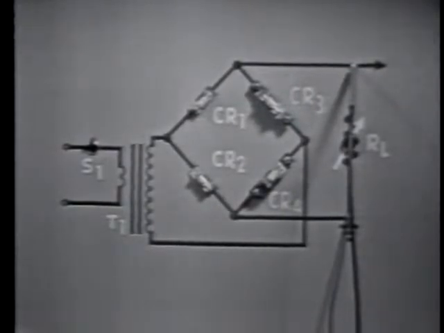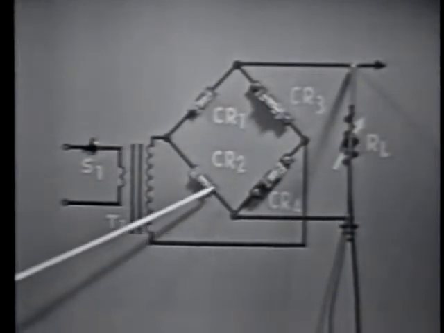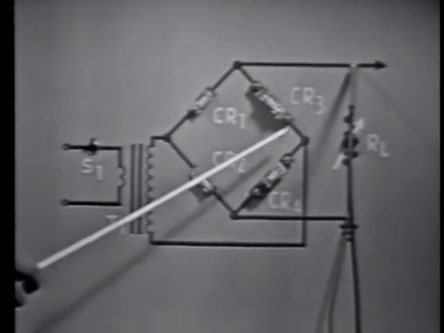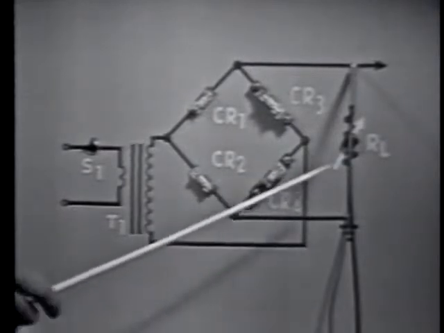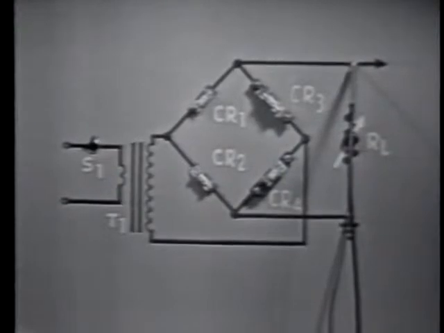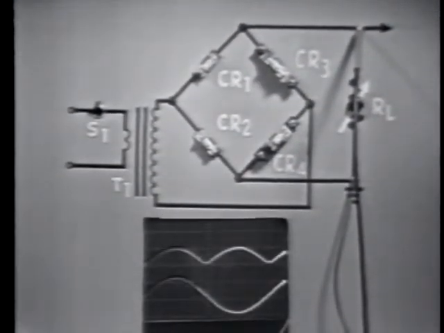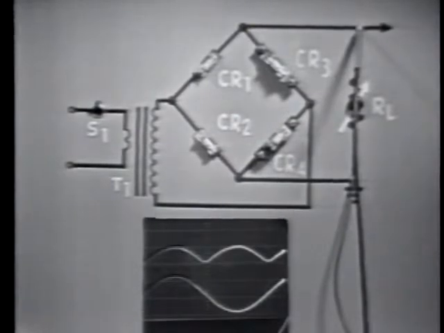The rectifier circuit consists of diodes CR1, CR2, CR3, CR4, and as previously mentioned, RL, a variable resistor. The circuit develops an output peak voltage as seen on this oscilloscope, which we've connected across the output. Now the lower trace represents the input AC signal, and the upper trace represents the output DC voltage.